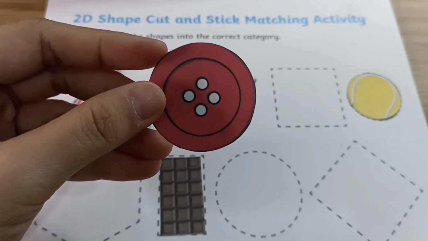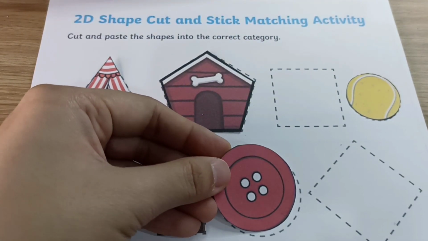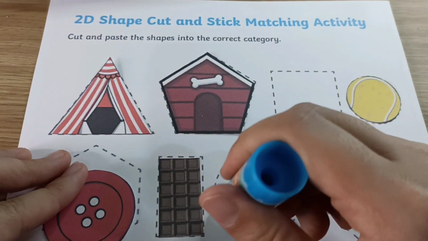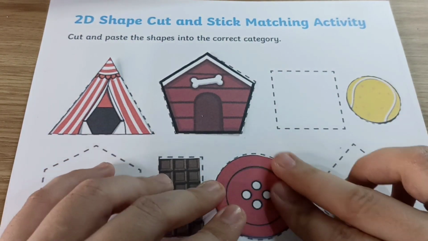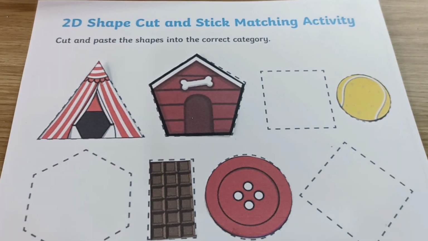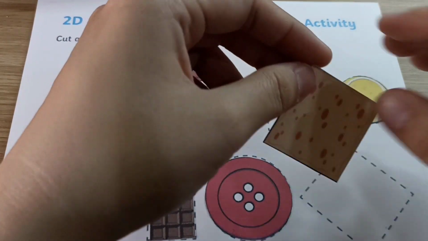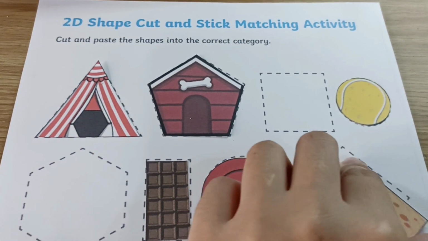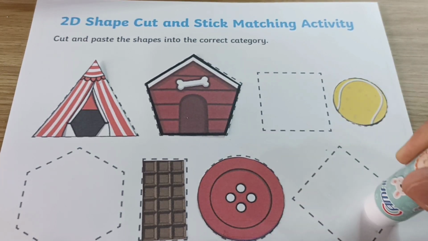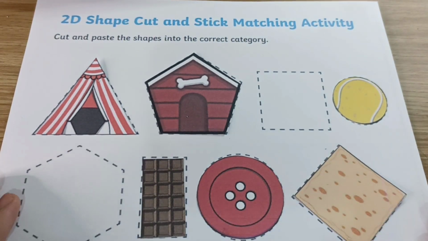Now I have a button. Oh yes, this is the button. The shape is circle. It's a big circle. Tap tap tap. Okay. Now I have a biscuit. The shape is square. Oh yes, this one. This is bigger. Tap, tap, tap.